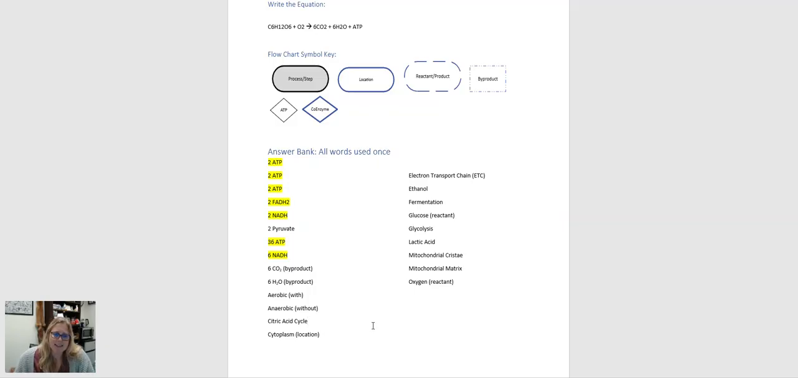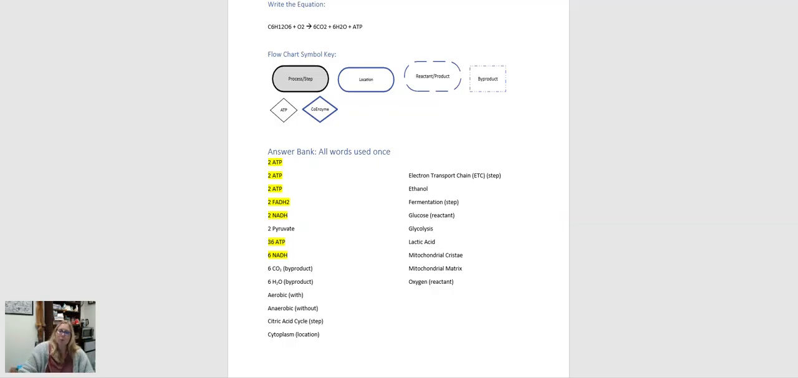The citric acid cycle. That sounds like a step, right? The electron transport chain. That also sounds like a step. Ethanol. Not really sure what that is. I know that ethanol, maybe I know that it's an alcohol, but I'm not really sure where that belongs. Fermentation. That sounds like a step. Maybe I put step there as my placeholder, right?